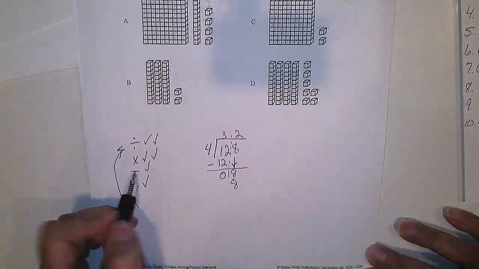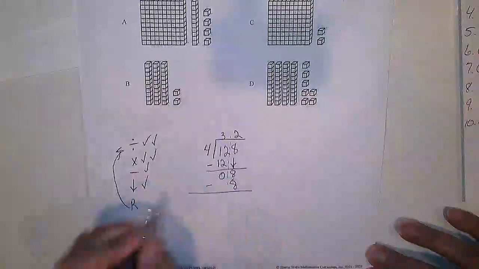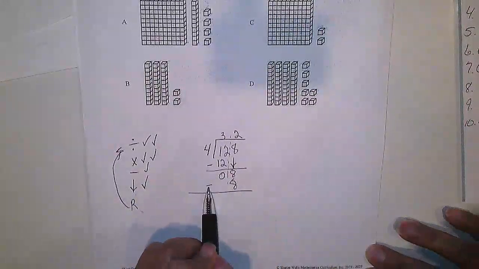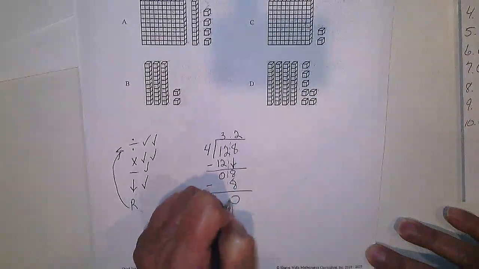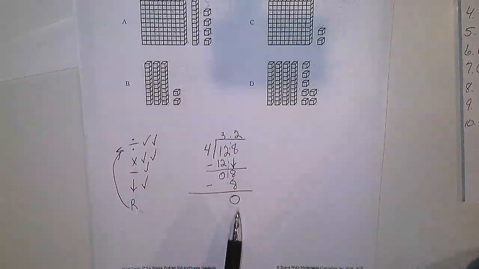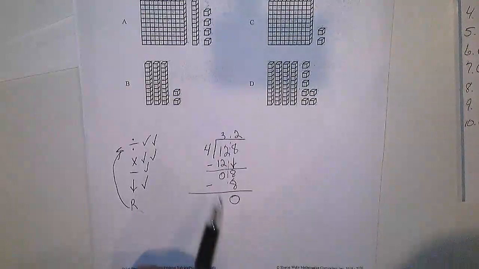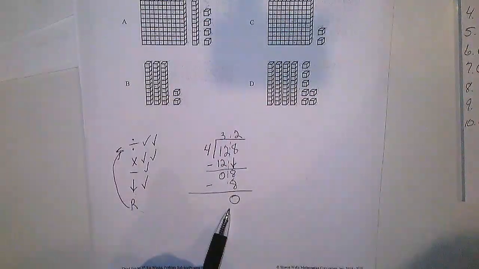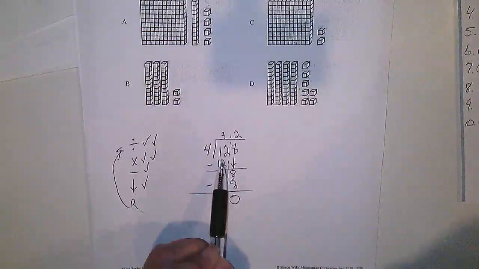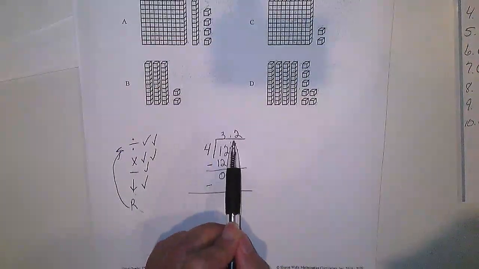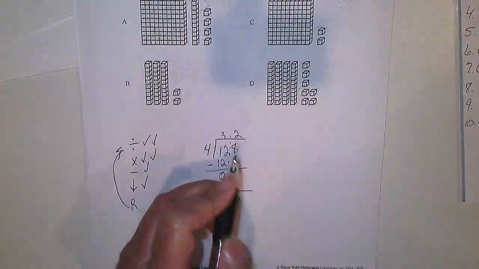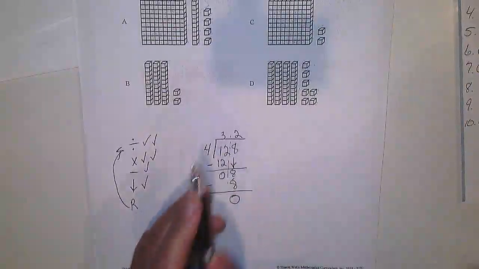Our next operation is subtraction. I'm going to draw my line. I have my operation symbol. 8 minus 8 is 0. So we finished dividing. It divides out equally. So we can see that 128 divided by 4 equals 32. So our quotient is 32.